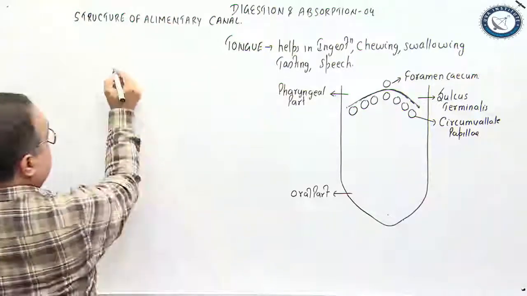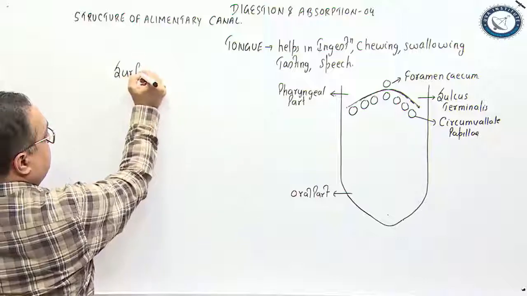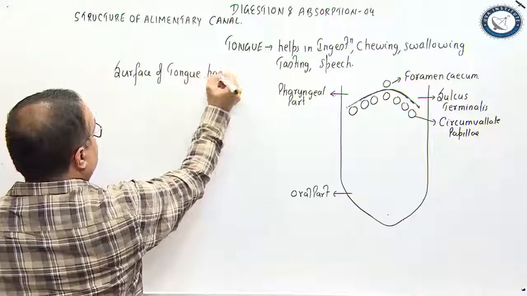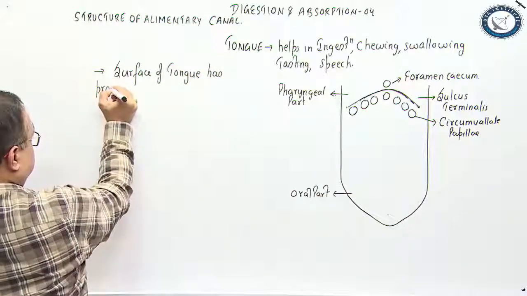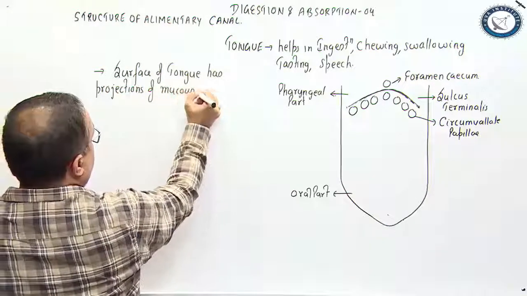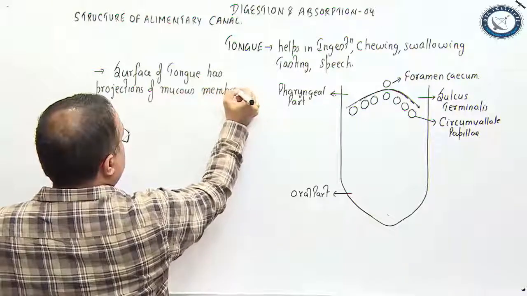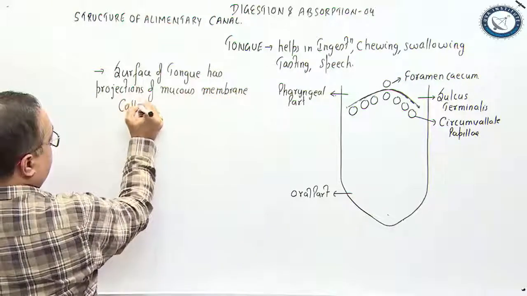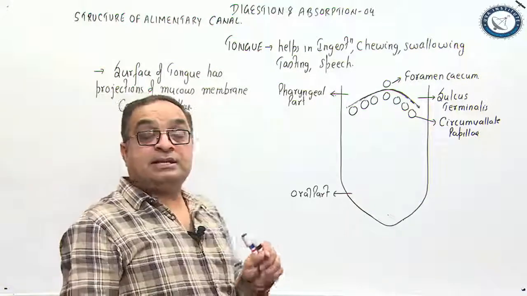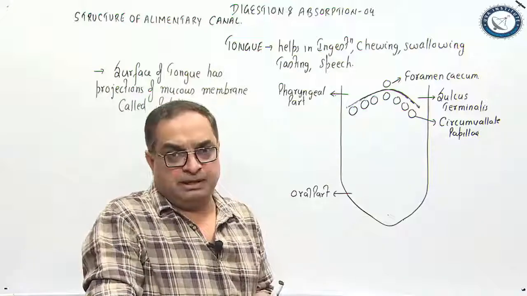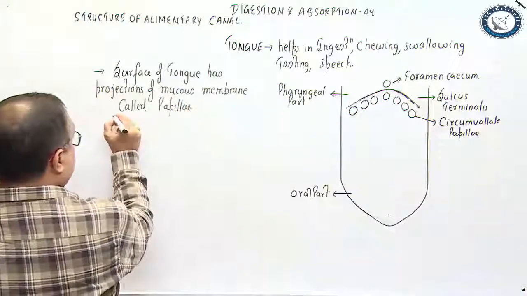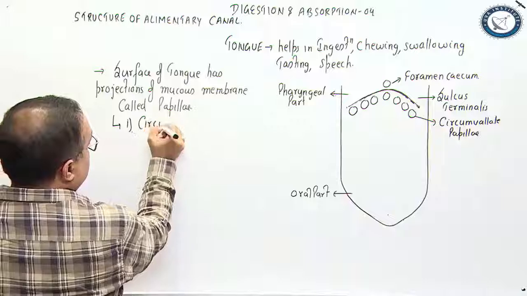So I told you that the surface of tongue has projections of mucous membrane called papillae. Papillae contain taste buds. There are different types of papillae. Like I have mentioned here, circumvallate papillae. These are the largest papillae. These contain taste buds.